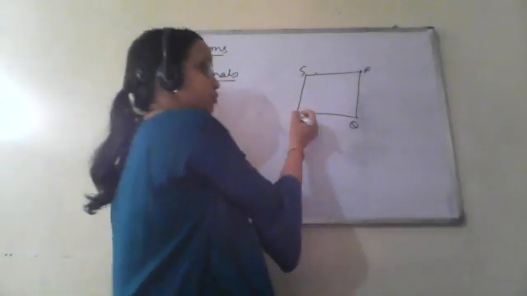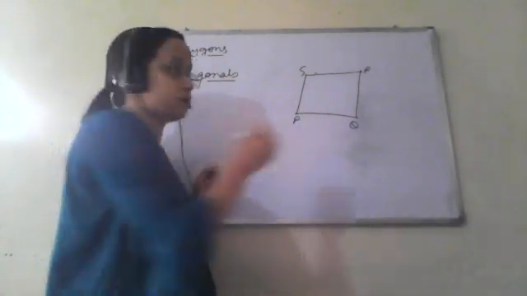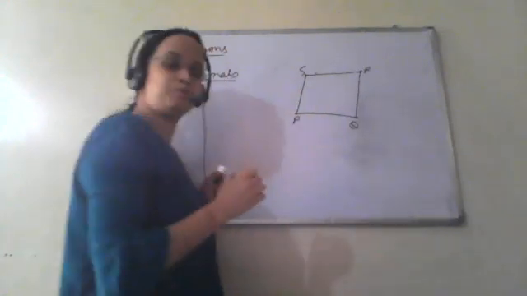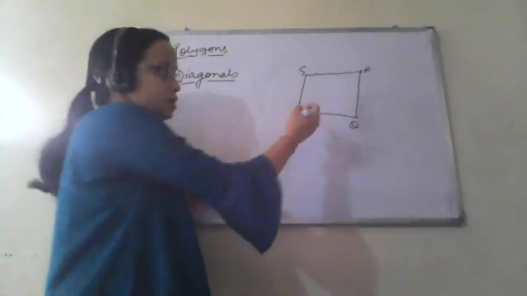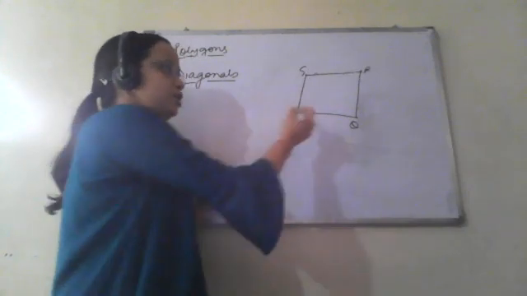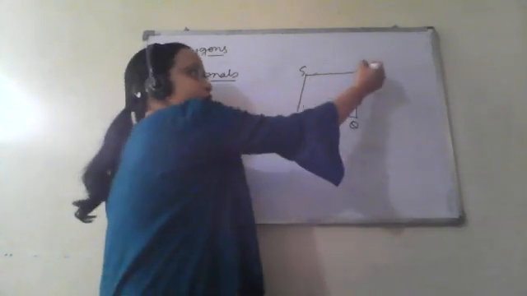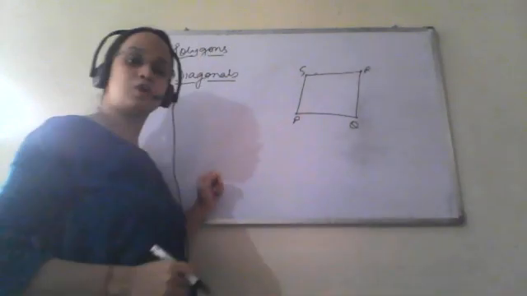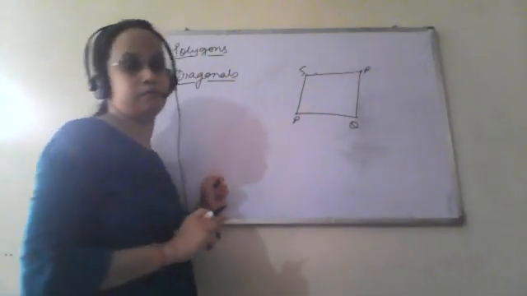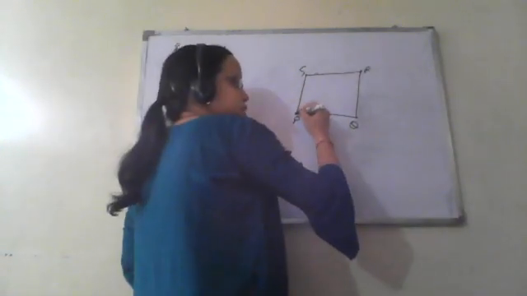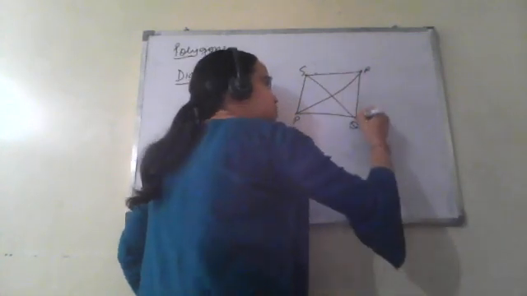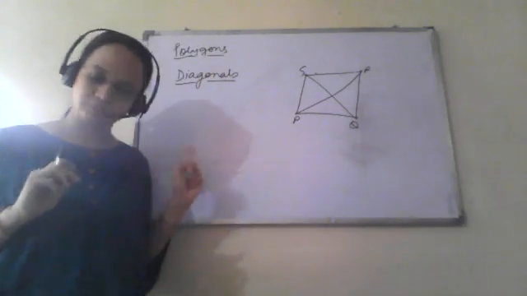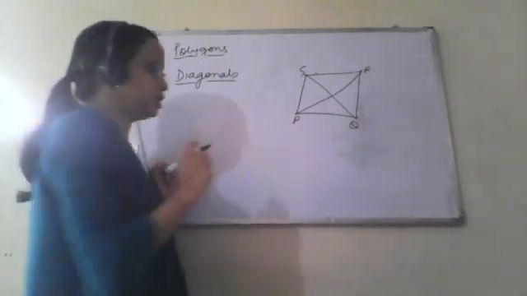Non-consecutive means if I talk about P, its consecutive vertices will be Q and S because they are lying next to it. So these are consecutive vertices. If we talk about P and R, these are not consecutive. So these are non-consecutive vertices. So a diagonal is a line segment which joins two non-consecutive vertices. It can go this way. Clear?